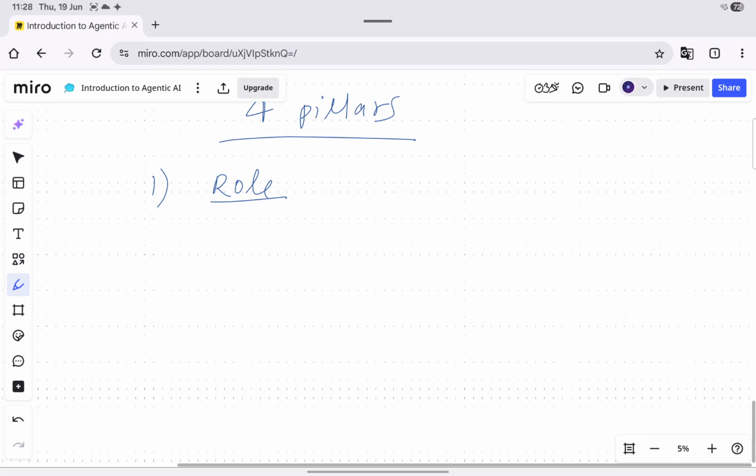Then the second pillar is expected deliverables. Define exactly what output you expect from each agent, like delivering clear code and documenting the Python code. From the tester, you can say testing use cases. So that is the expected deliverables.